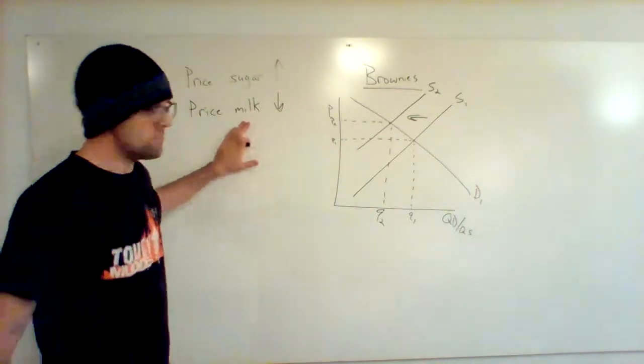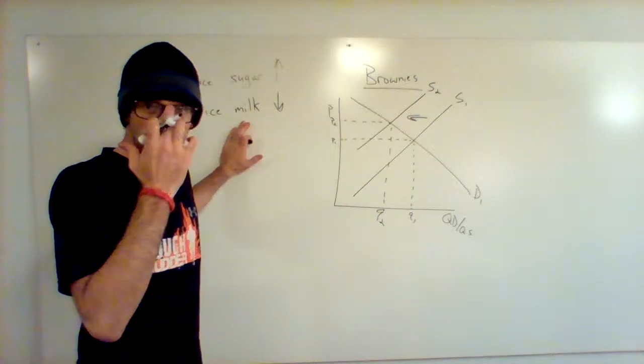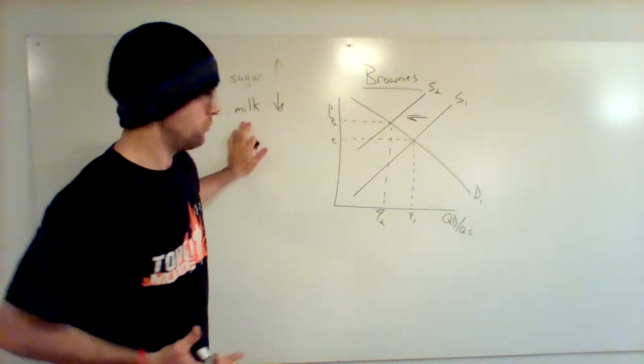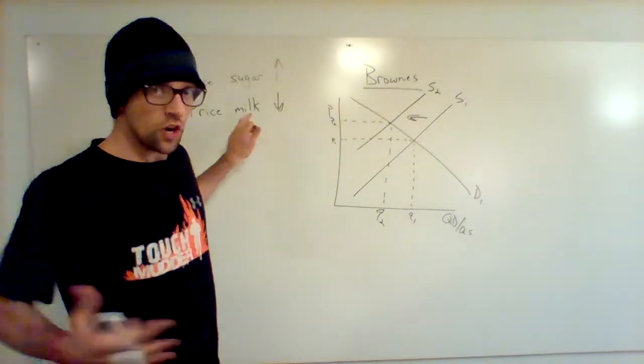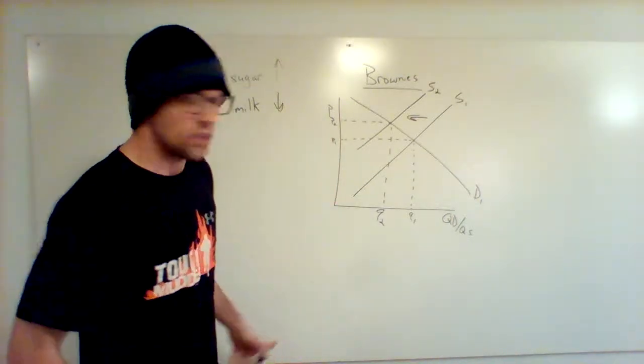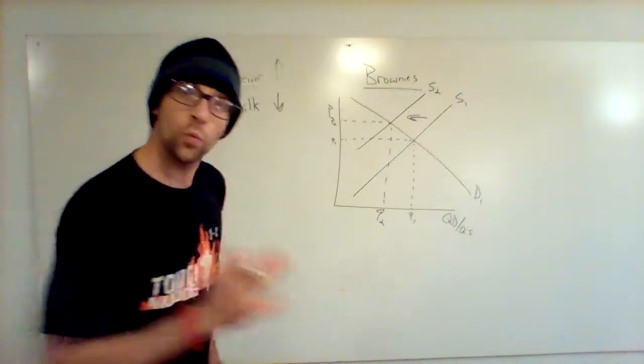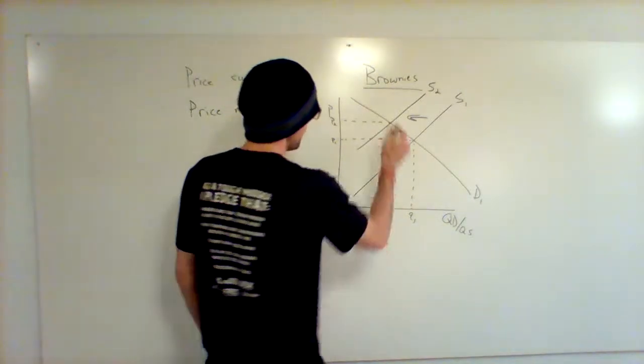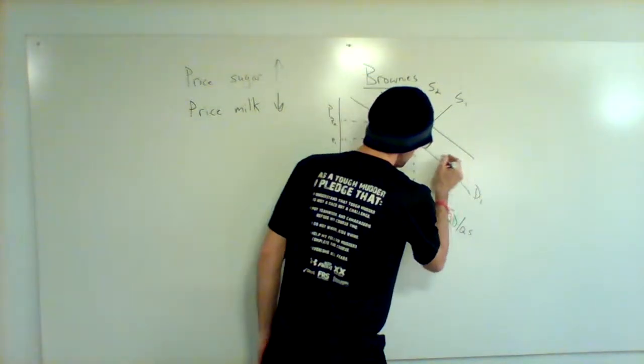So if the price of milk goes down, the quantity demanded of milk will increase. People will purchase more milk. Well, if they're buying more milk, they sure as heck better have some brownies to go with it. So our demand curve is going to go to the right. So I'm going to do that here. This is where it gets a little tricky, so watch out. So I move my demand curve to the right.